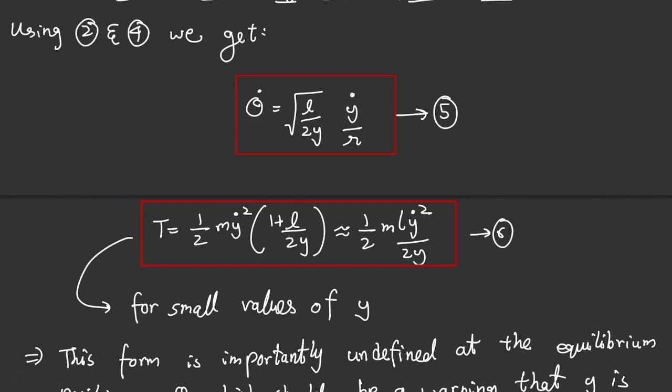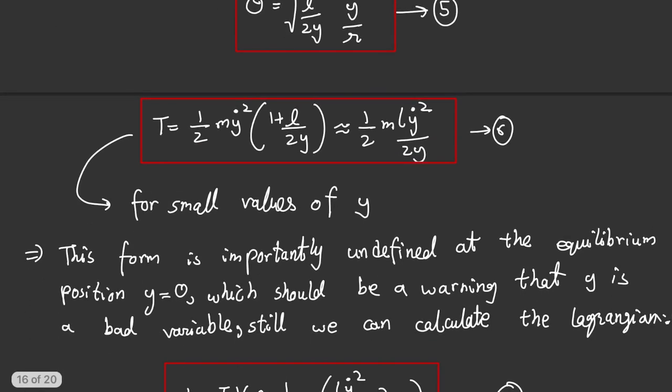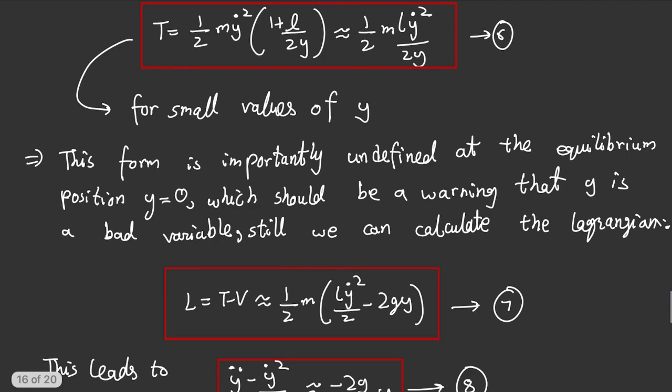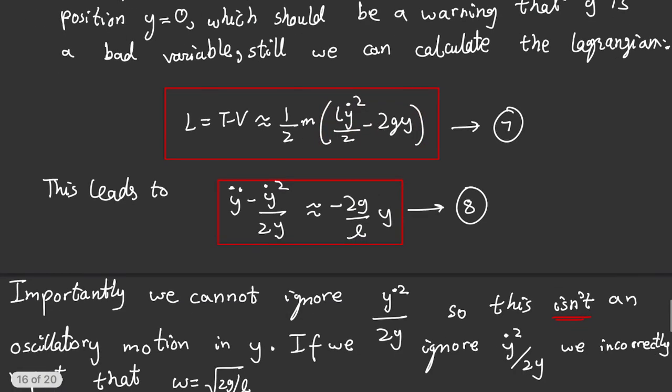Here itself there's an inherent contradiction, because at the equilibrium position when y equals 0, this is straight up undefined. That should give us a big red flag. But still, let's continue. Let's try to solve this equation. What do we get? Let's write the potential energy. T minus V is nothing but mgy. We just get half m L y square minus 2gy.